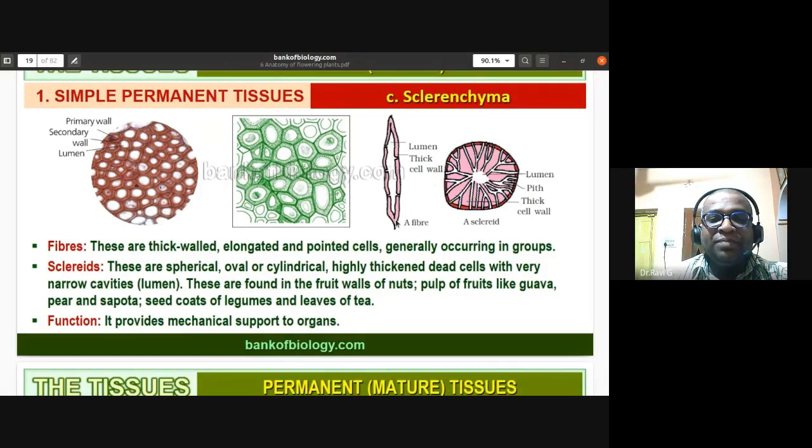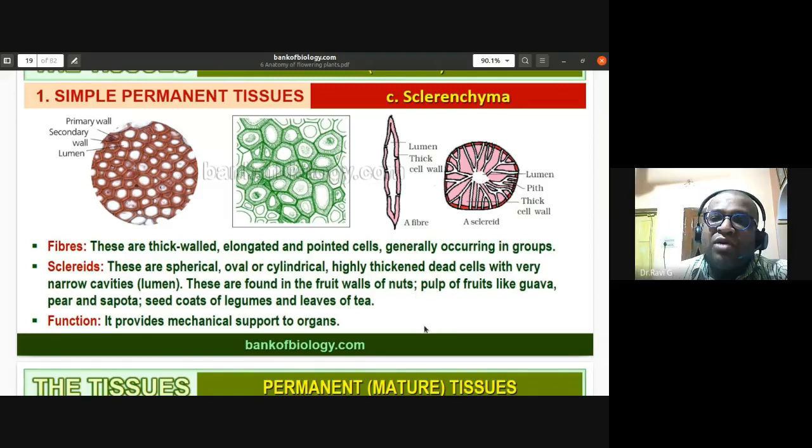The sclerites are spherical, oval, or cylindrical, highly thickened dead cells with very narrow cavities. The sclerites are scattered. They can be spherical, oval, or cylindrical in shape. You can see that the lumen is very small when compared to the fiber. The lumen in the case of a sclerite is very small.